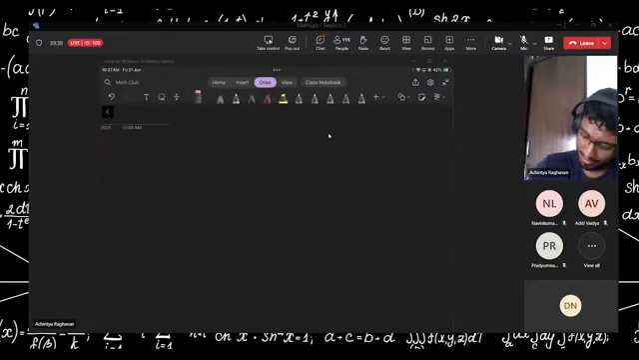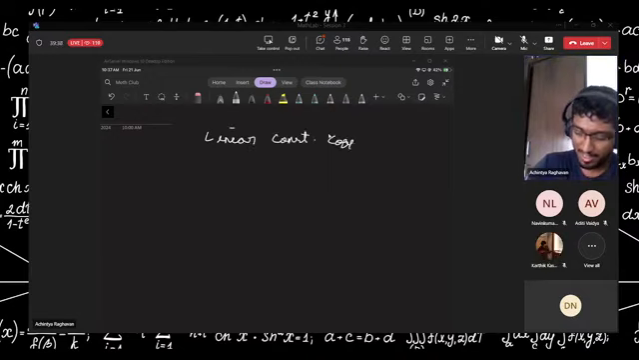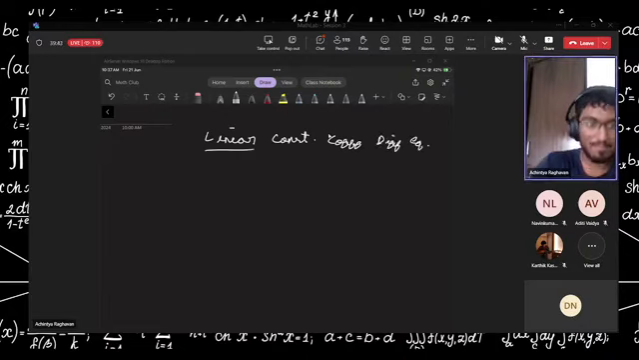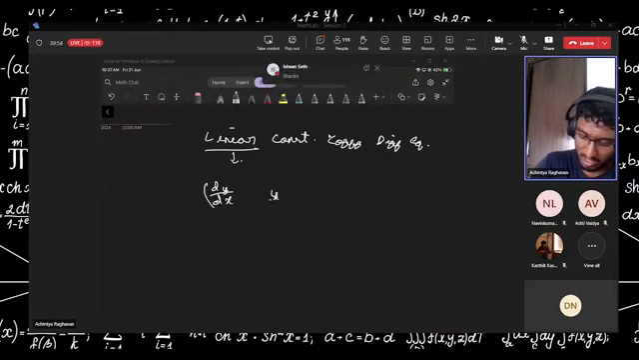Linear constant coefficient. We'll start with the linear part. Linear differential equations are those where any derivative term, let's say dy by dx, or even just the normal single term, doesn't have any function associated with it. Like they're not squared, or it's not sine of this. They're basically independent.